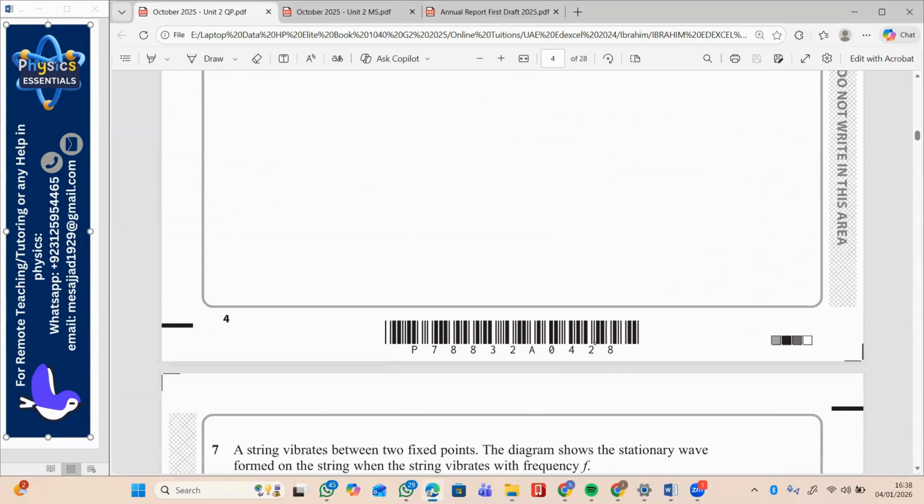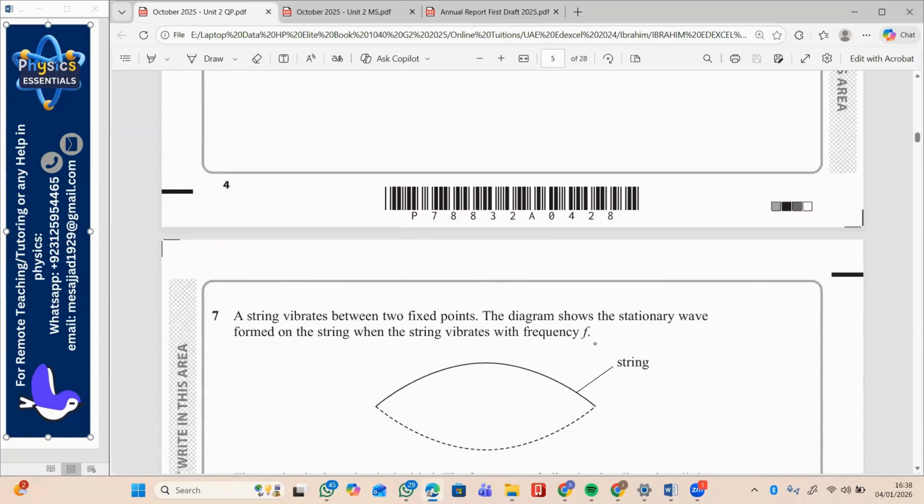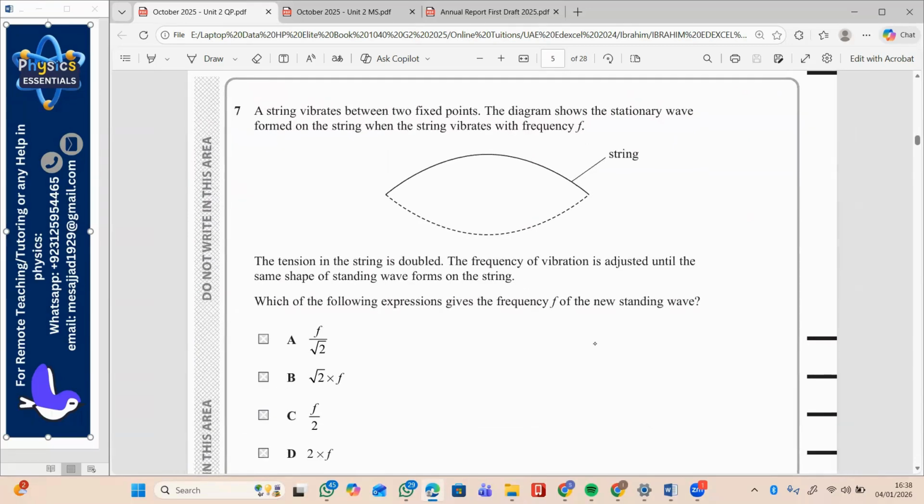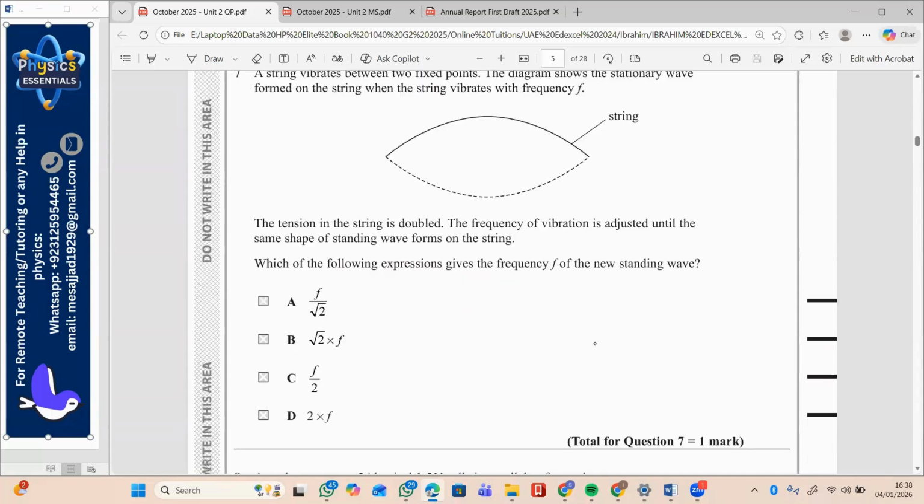Okay. A string vibrates between two fixed points. The diagram shows the stationary waveform on a string. When the string vibrates, the frequency of vibration is adjusted until the same shape of standing wave is formed on the string. Which of the following expressions gives the frequency f of the new standing wave?